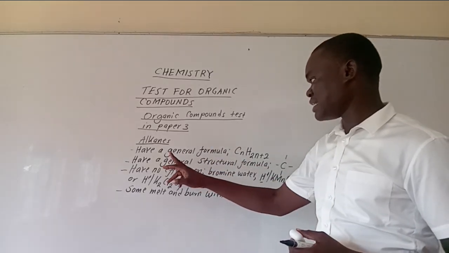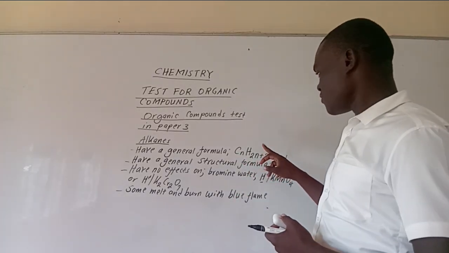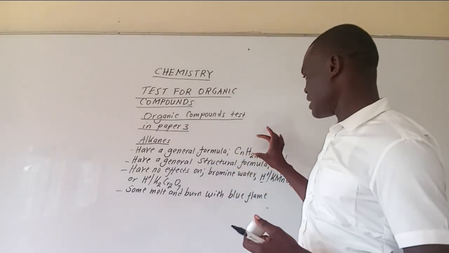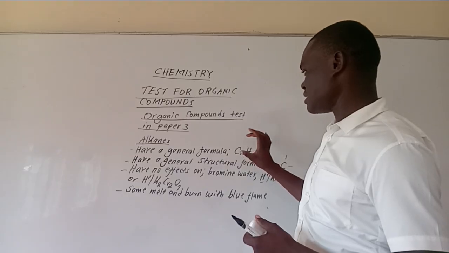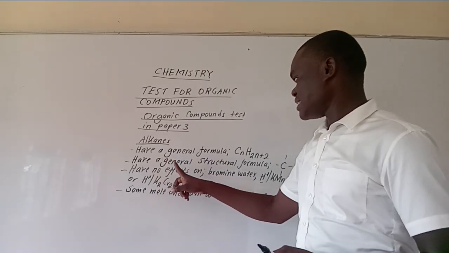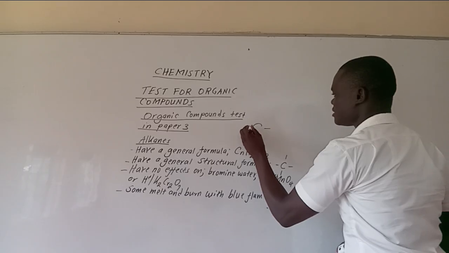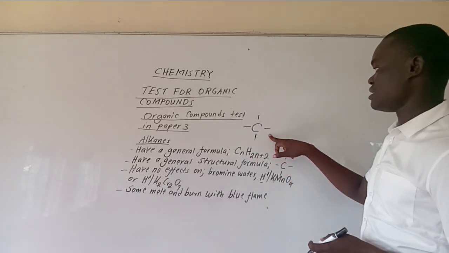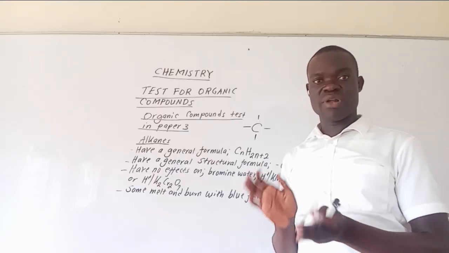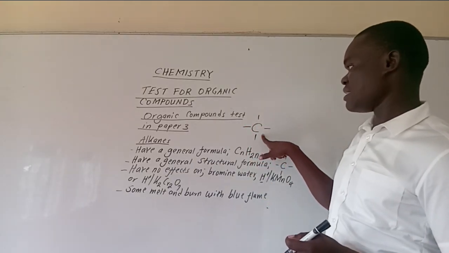So generally, alkanes have a general formula CnH2n+2. And this formula can help us come up with all molecular formulae. So this formula of an alkane generally can give us the molecular formula of all alkanes in this group. So they have a general structural formula. These are bonds. So that means alkanes have single bonds between carbon atoms. So when we want to represent structural formula for an alkane, we represent it by this structure.